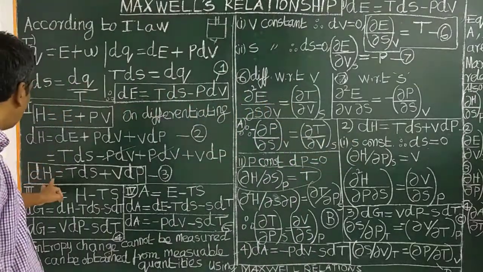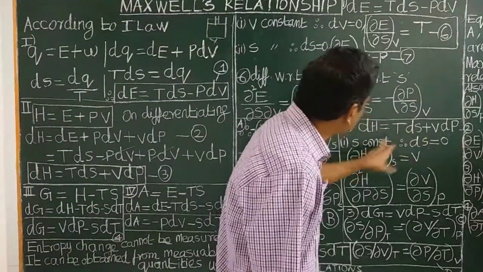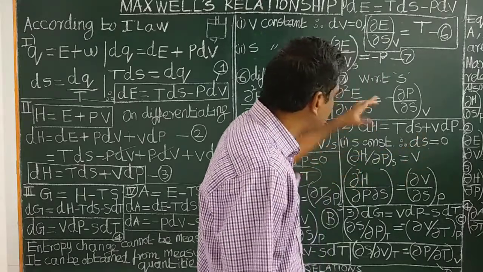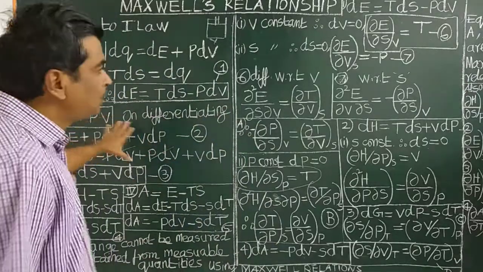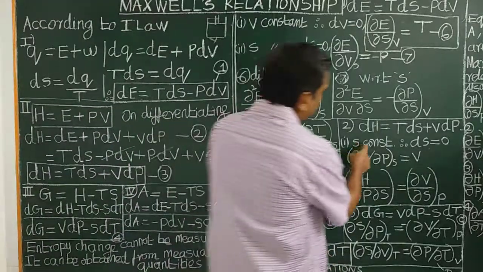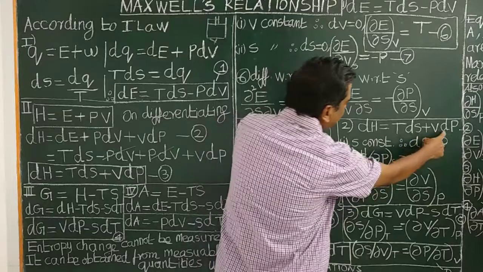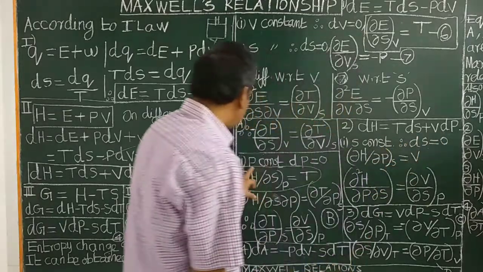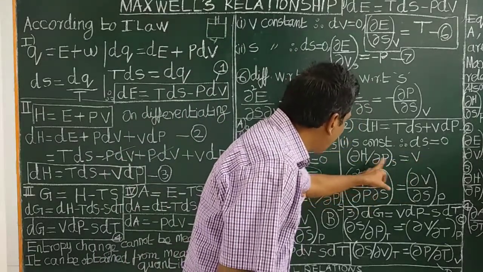Similarly, let us take now dH, this expression: dH equals T dS plus V dP. Similarly, S is constant here, and therefore dS equals 0. Therefore, same expression. So it is very simple. You can do the entire thing, it will be very easy. Therefore, ∂H/∂P at constant entropy equals V.